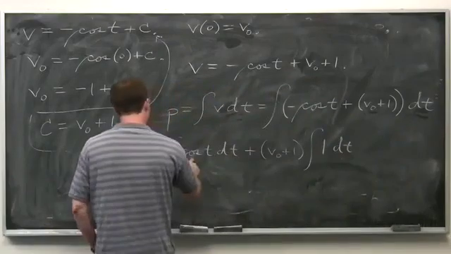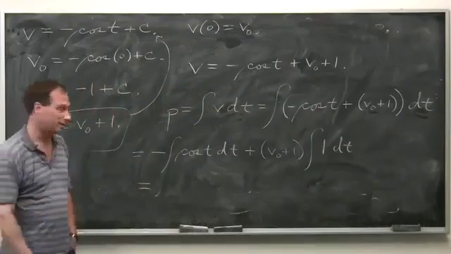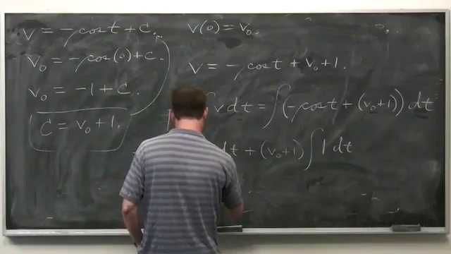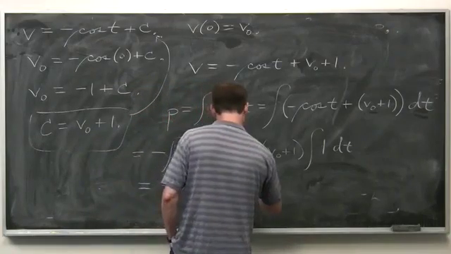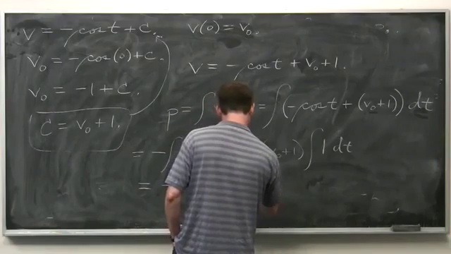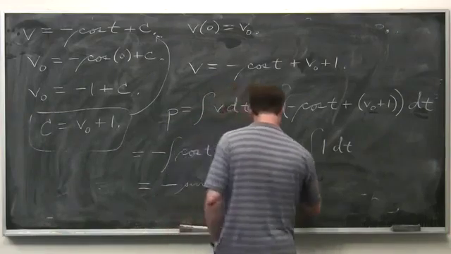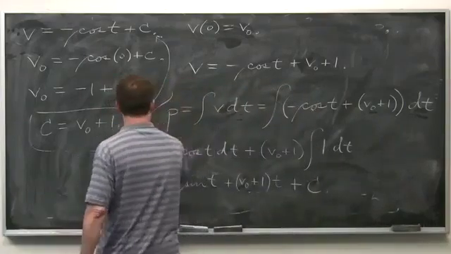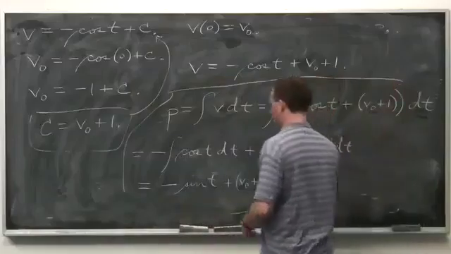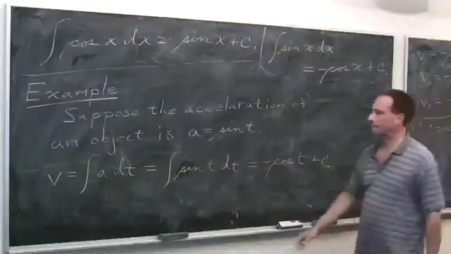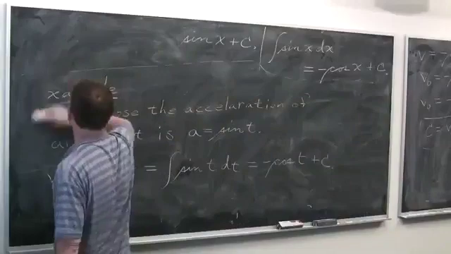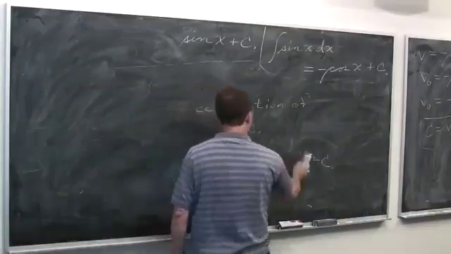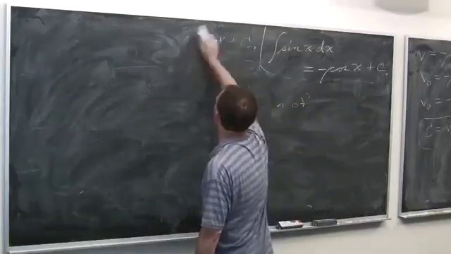And you get the antiderivative of cosine, sine. So you get minus the sine of t plus v naught plus 1 times t plus a constant. So we're just about finished. We need to figure out this plus c in terms of the initial position, and we'll be happy.